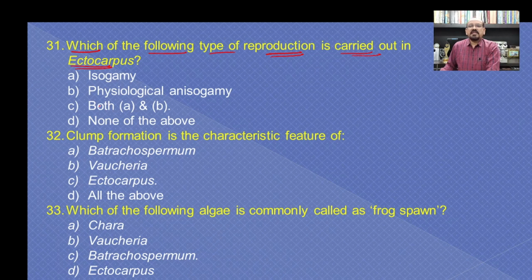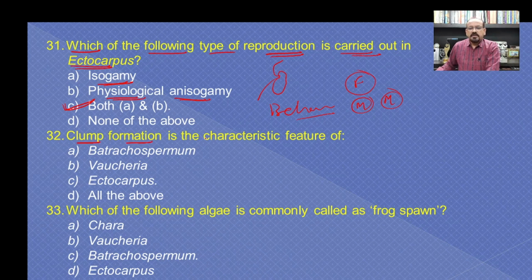In Ectocarpus, the gametes formed by the gametangia are biflagellated and almost similar to each other, and hence it is isogamy. But if we see the behavior of these gametes, the female remains at one place and the male gametes move towards the female gamete, and such a condition is known as physiological anisogamy, and hence C will be the correct answer for this question.